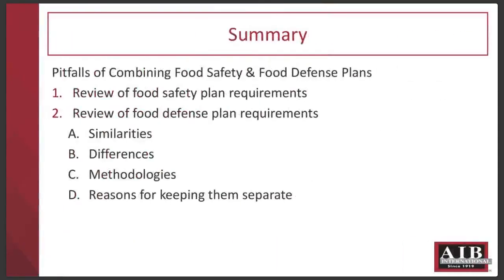So in summary, during this presentation, we discussed the requirements of 21 CFR 117, the current good manufacturing practice, hazard analysis, and risk-based preventive controls for human food. And we discussed 21 CFR 121, mitigation strategies to protect food against intentional adulteration regulation. We discussed the similarities and differences between both plans. We also discussed the methodologies used to conduct the assessments of both plans. And last, we discussed why it might be a hazard, or the pitfalls of combining them together.